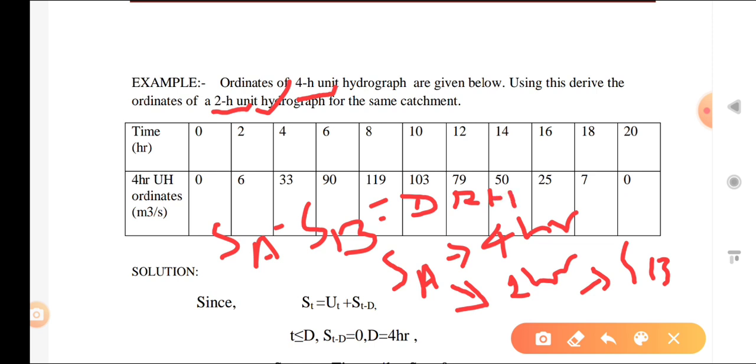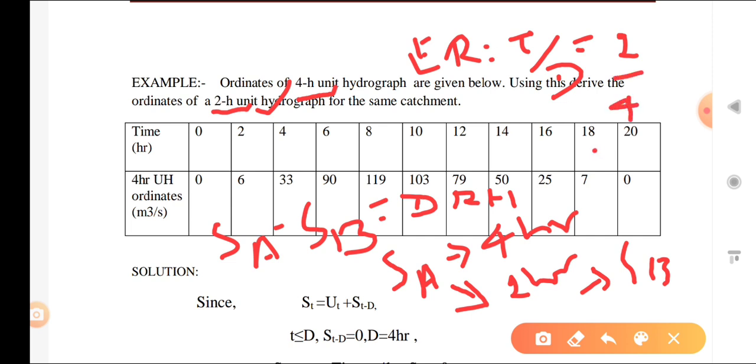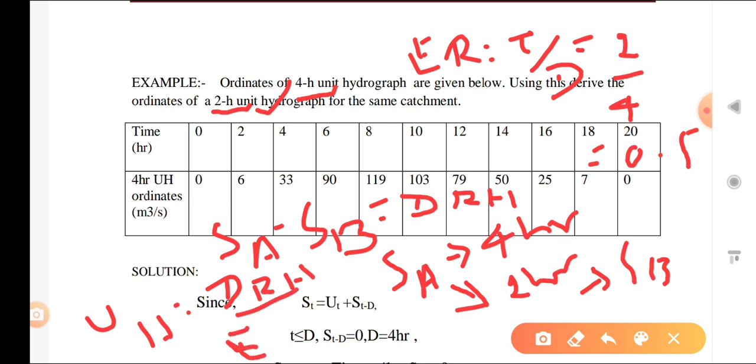So DRH, and for what effective rainfall? You know that, the effective rainfall is equal to T by D. What is T there? T is 2, and D is 4, so that is equal to 0.5. Okay, but we have to find the unit hydrograph. So how will we find it? The unit hydrograph is the DRH divided by the effective rainfall. So when you divide that DRH by 0.5, it means you multiply the DRH by 2.